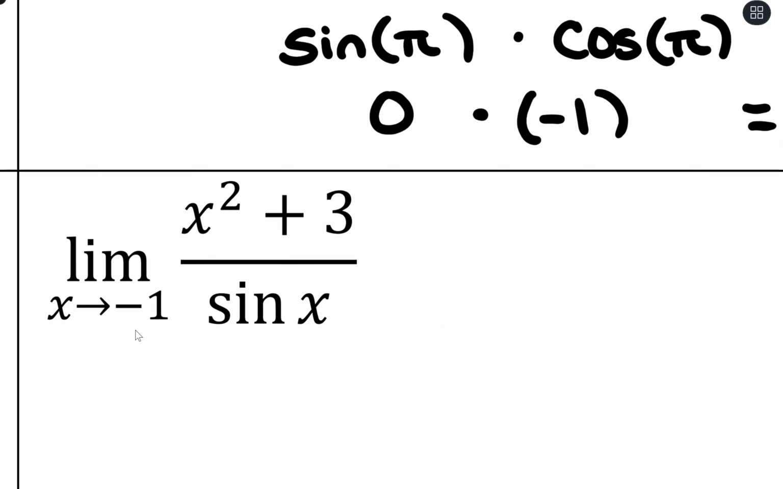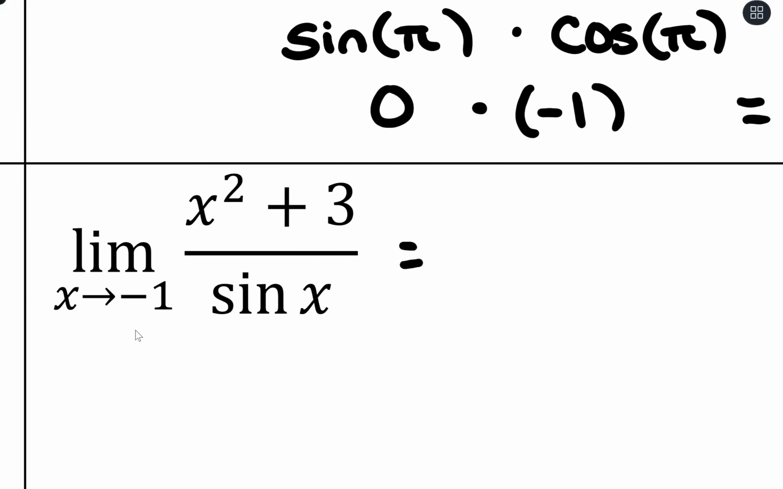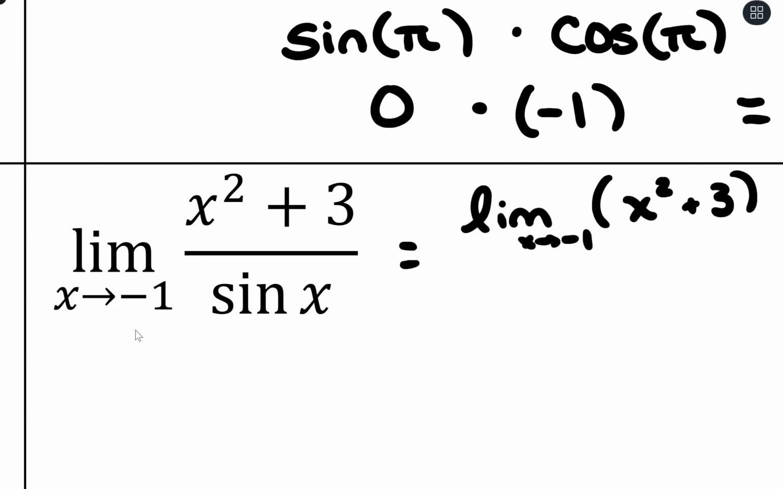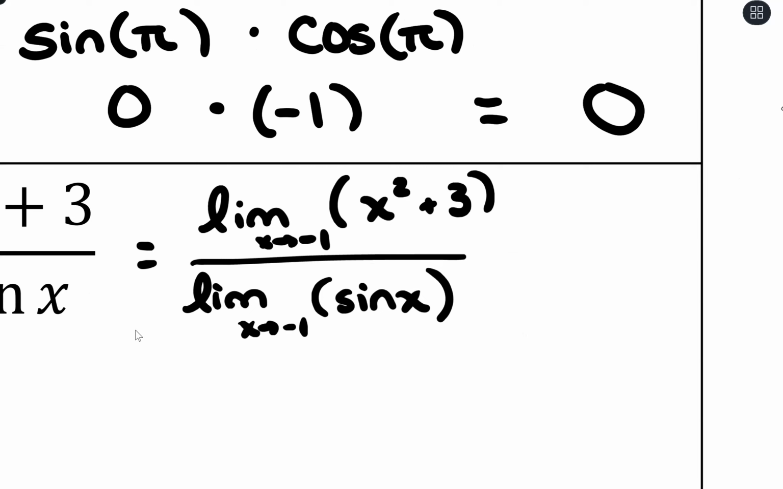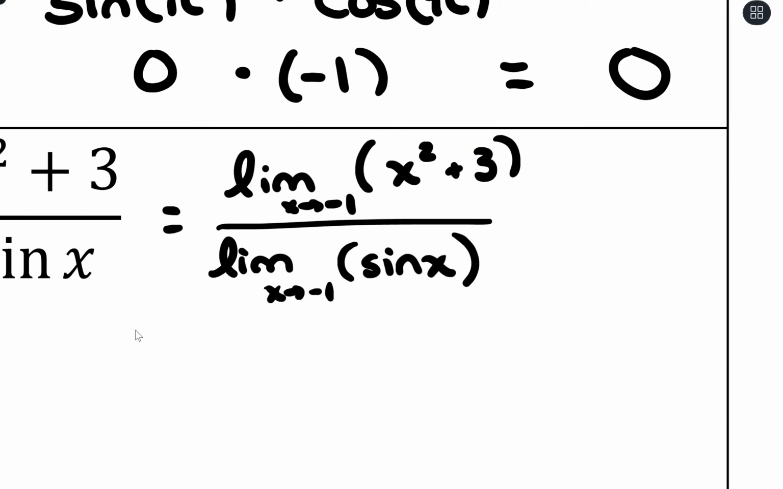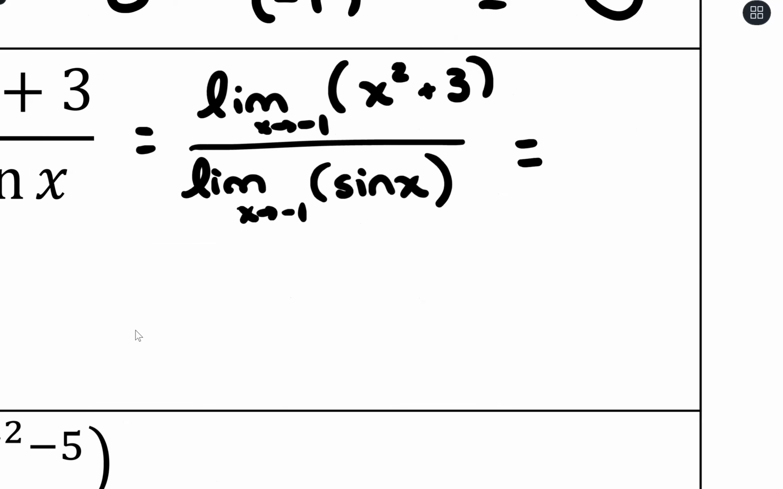denominator. Okay, so with this one, what we're going to do is look at the limit as x approaches -1 of our numerator over the limit as x approaches -1 of our denominator. Okay, x squared plus 3, and we could apply the other laws, this is addition of two functions, but what it's going to come down to is plugging in -1. So we'd have a -1 squared plus 3, and then down below, we're going to have sine of -1.